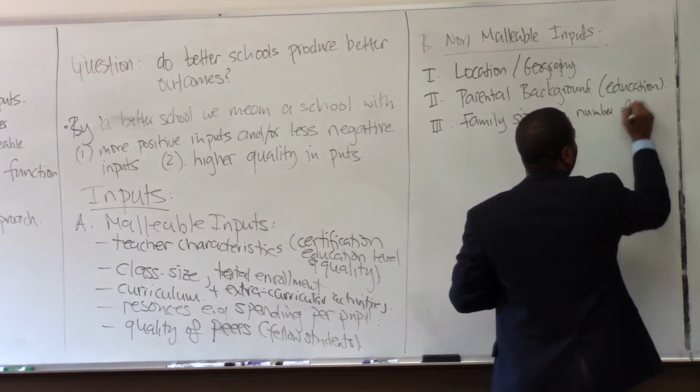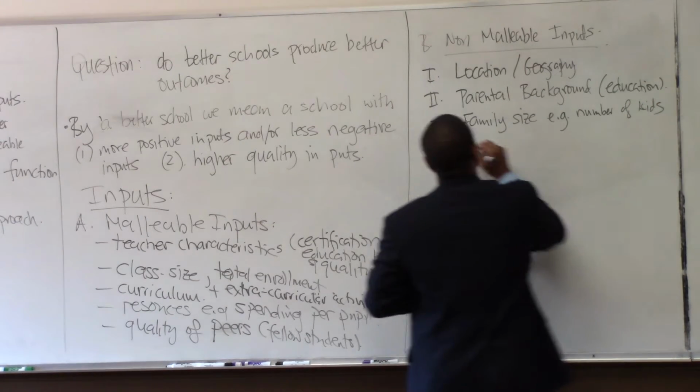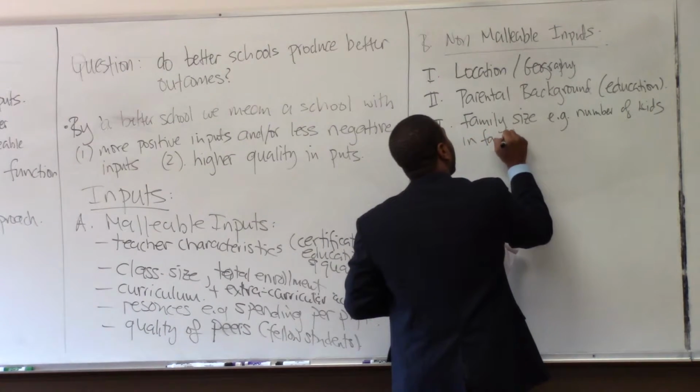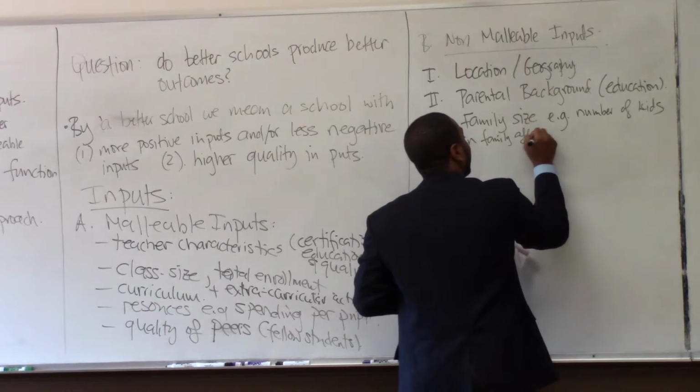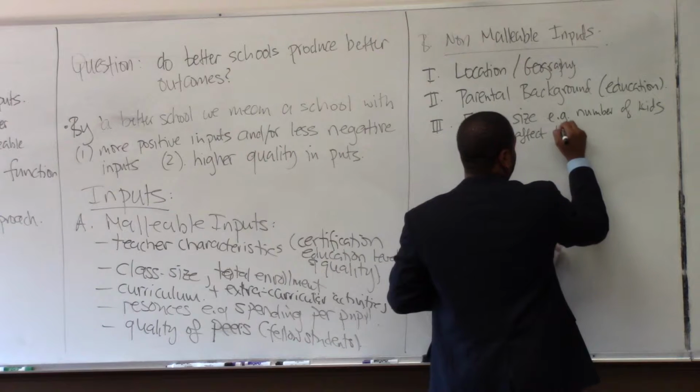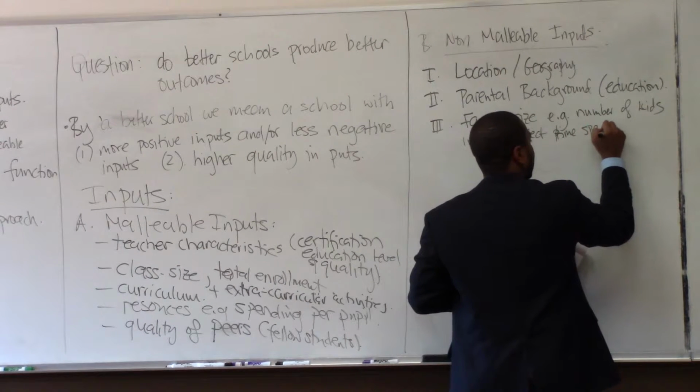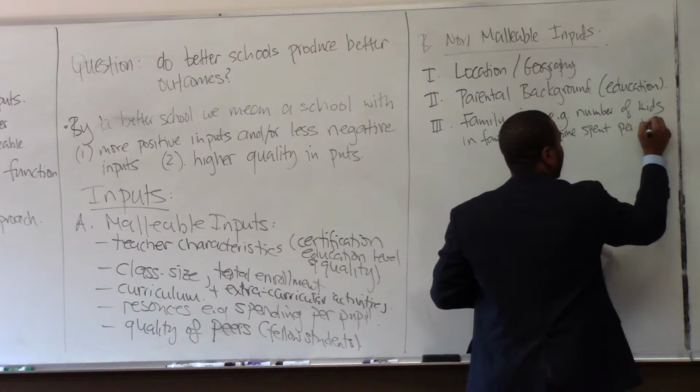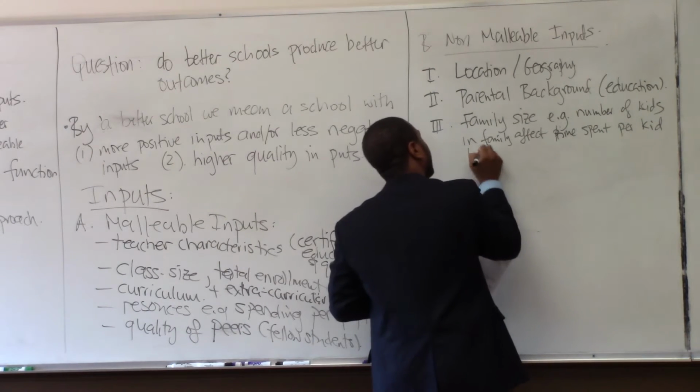the number of kids in the family affects time spent per kid by the parents.